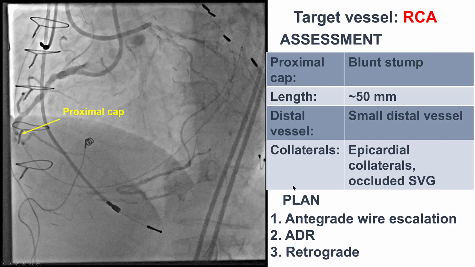So our plan here was to try with antegrade wiring. If it didn't work, try with antegrade dissection and reentry. And if that didn't work, potentially explore the option of a retrograde approach through the epicardial collaterals.